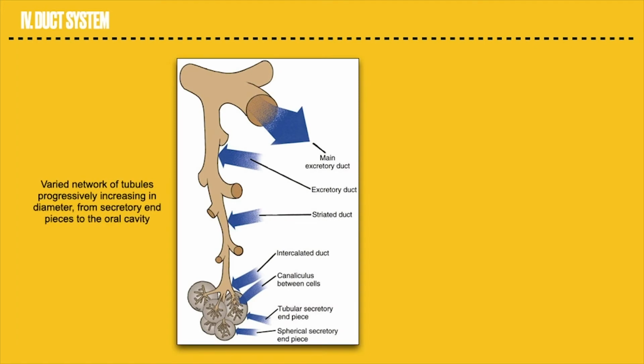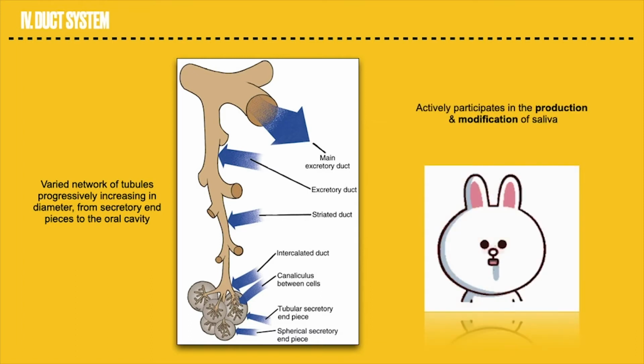The ductal system of salivary glands is a varied network of tubules that progressively increase in diameter, beginning at the secretory end pieces and extending to the oral cavity. It is more than just a simple conduit for the passage of saliva. It actively participates in the production and modification of saliva.